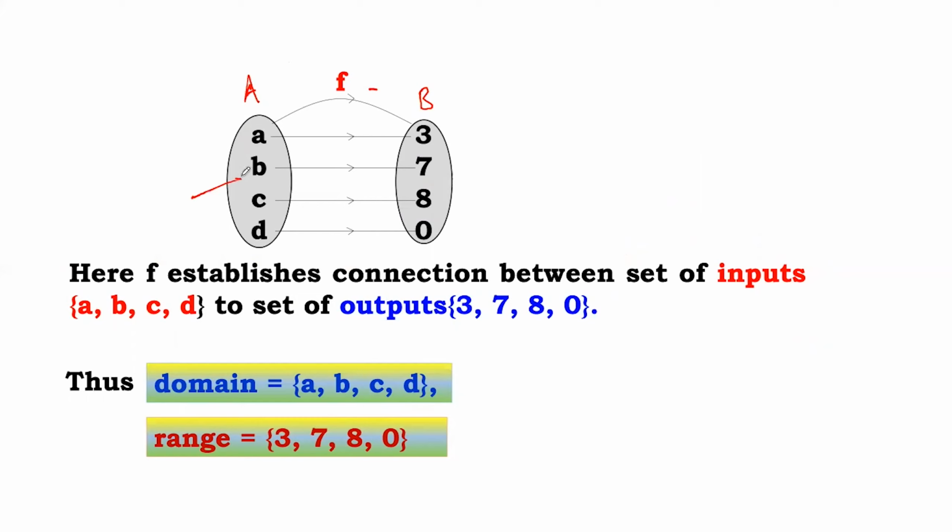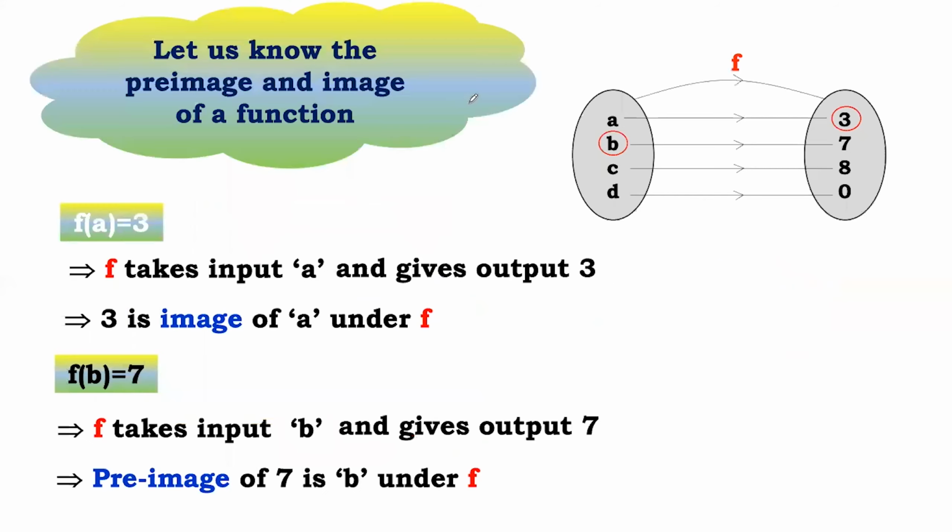So the elements of set A are known as the domain. And the outputs that come out are known as the range, right? Understand, maybe a few more values would be there. So the range is only the elements that take part in the association, and those are the outputs, right?